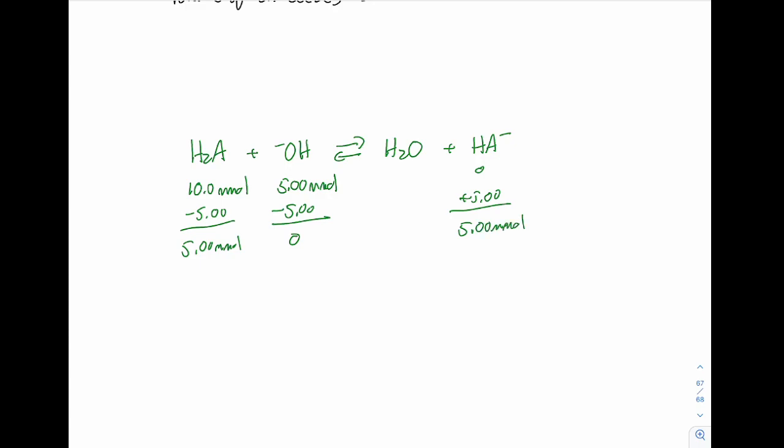And if I look at this change table, right, what we have is an amount of H2A and an amount of A minus. Those two are conjugate acid base pairs, so I have a buffer solution, right? And specifically, it's an H2A, HA minus buffer solution.